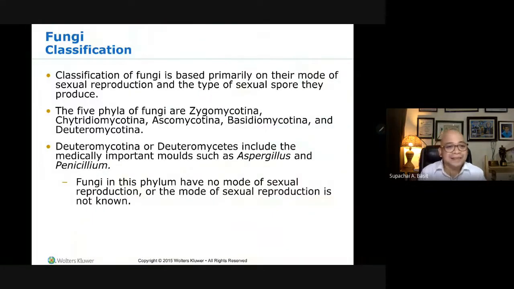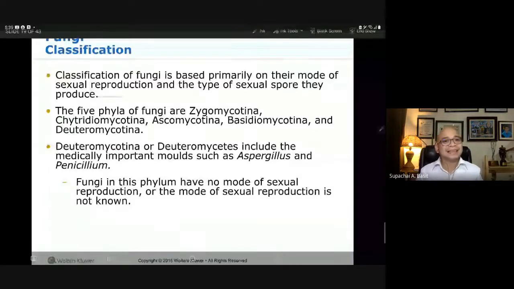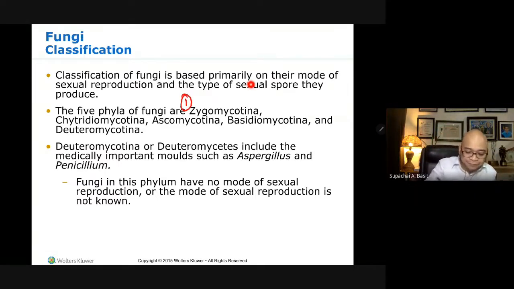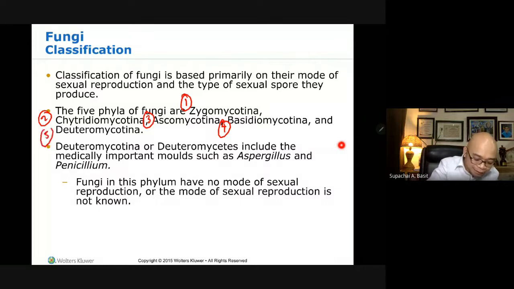So how do we classify fungi? Fungi are classified based on their mode of sexual reproduction and the type of sexual spore they produce. So because of that, we can actually categorize fungi into 5 phyla, namely the Zygomycotina, the Chytridiomycotina, the Ascomycotina, the Basidiomycotina, and then the Deuteromycotina.